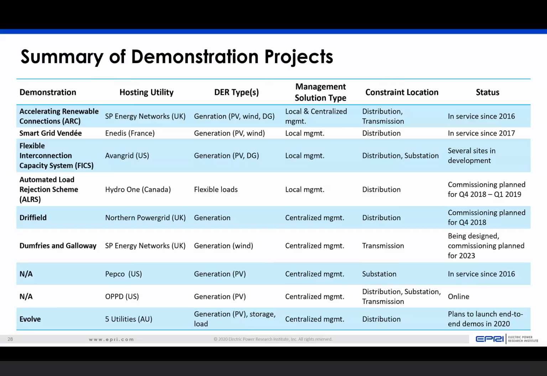And these projects cover a range of locations, many of them from various parts of Europe and some emerging here in the United States. I'm not really going to go into detail on all of these, but I do want to point out a couple of things. No one project is really the same. They all use different management solutions, manage different types of constraints, and different DER types. So there's really a range of possibilities that flexible interconnection can apply to at the distribution level.